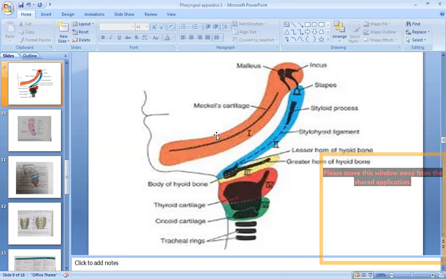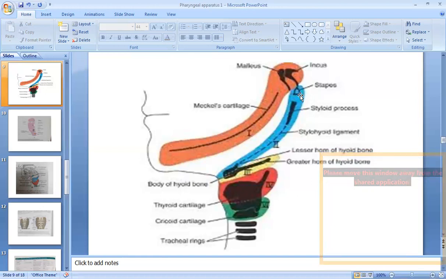You can see the derivative of the first arch is the mandible, and distally two bones of the middle ear cavity, that is called incus and malleus. Related to this are the muscles of mastication as well: the masseter, the temporalis, the lateral and medial pterygoid. They are also derived from the first pharyngeal arch.